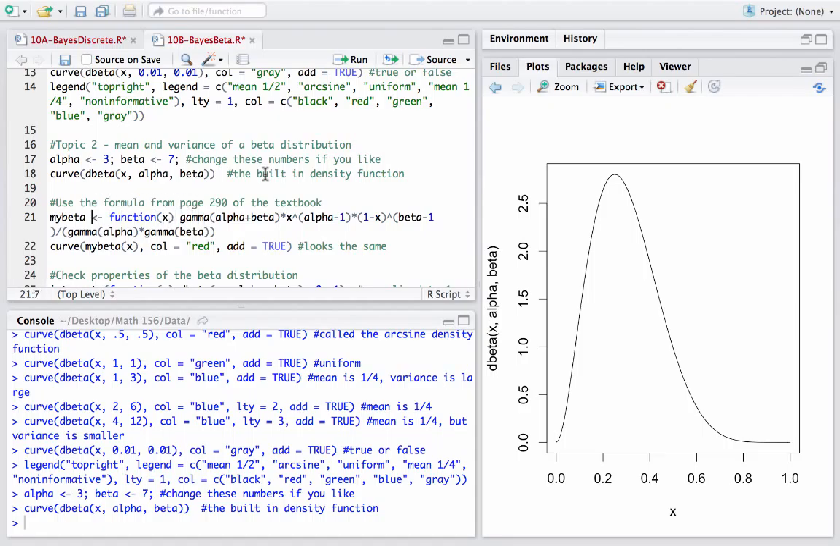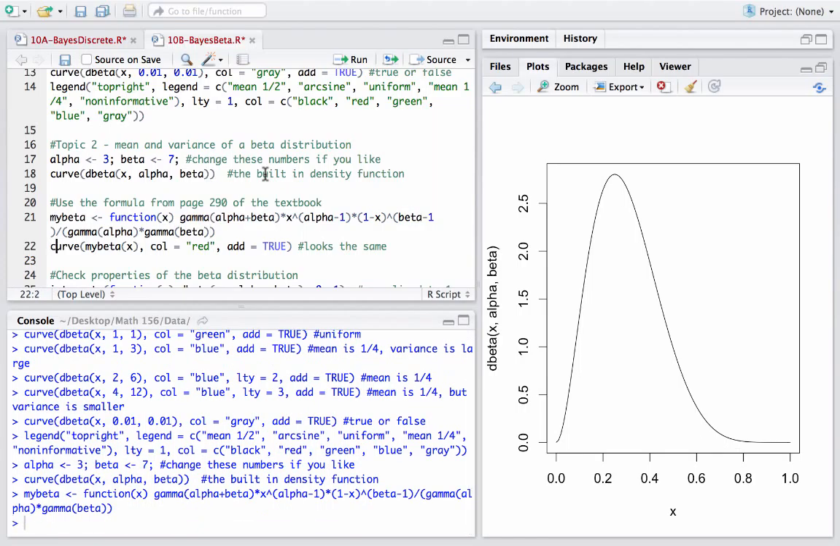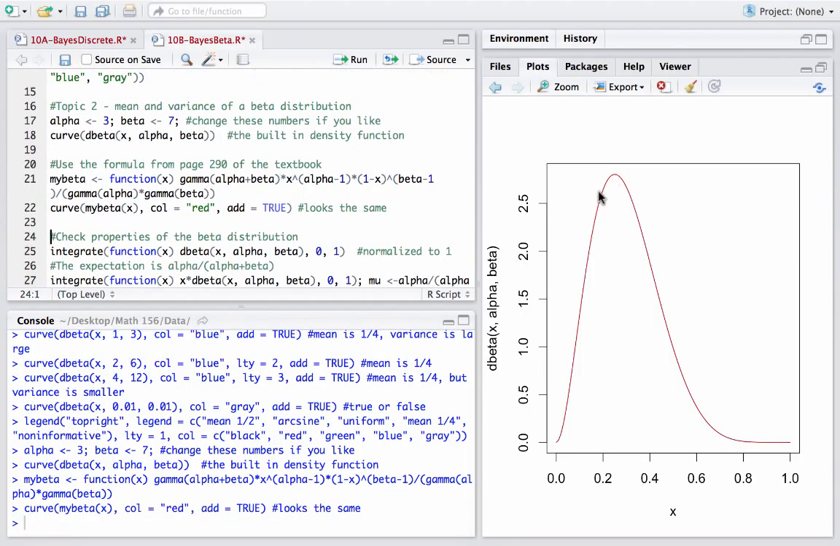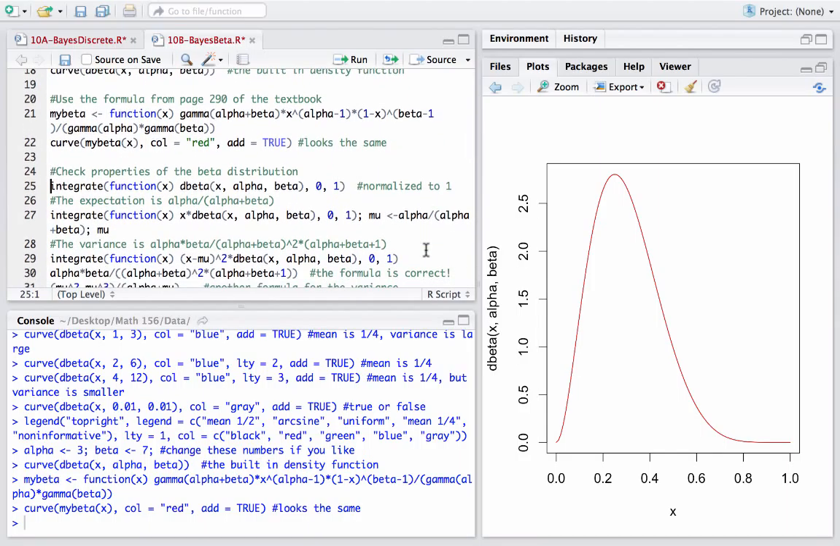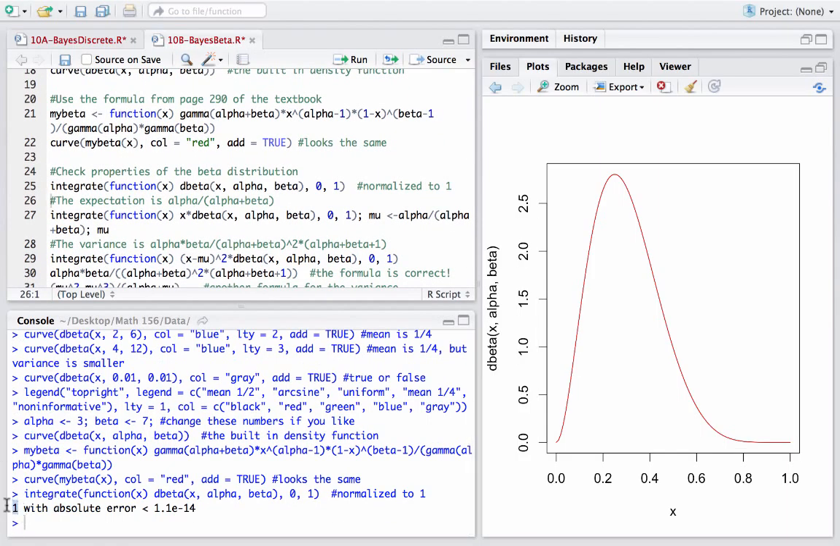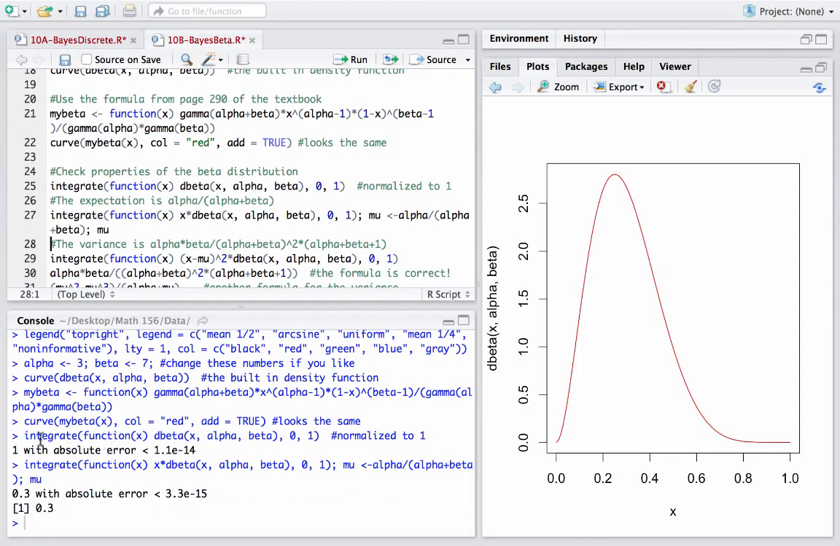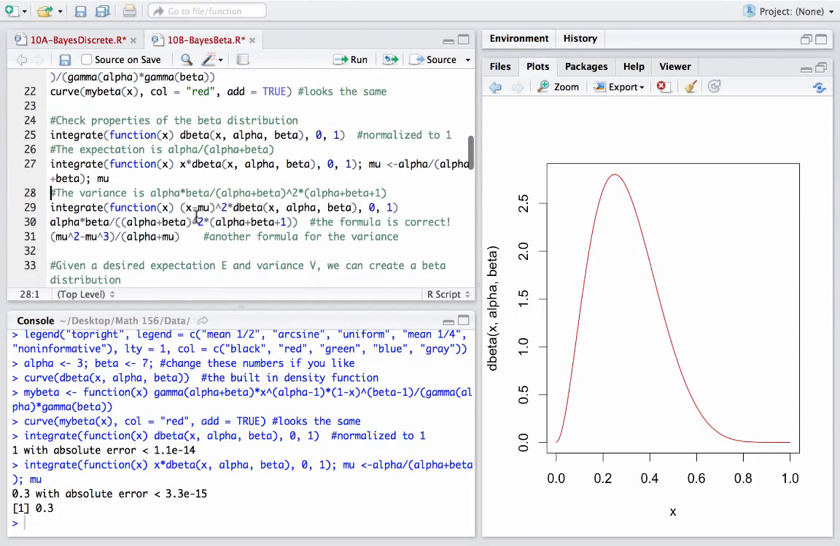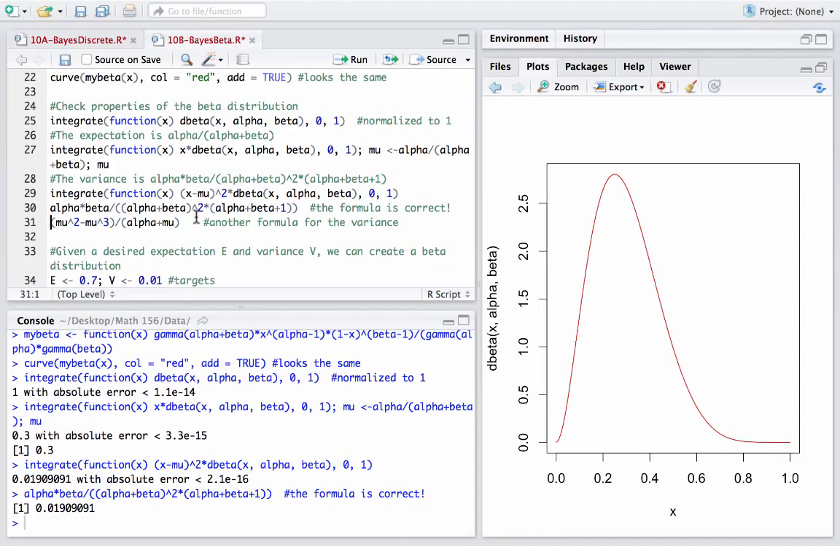So here Paul is defining his own density function, basically just using the gamma function that's built in, creating a function of x that spits back the beta density, and he's going to plot that in red, and sure enough, this is close enough to what R is using for its dbeta. So we're going to integrate it from 0 to 1 to make sure that it has an area of 1, which it does, as all PDFs should. Then we can integrate the density times x to get the expectation of x, and it says that's 0.3, and the definition also gives us 0.3. He does the same thing with the variance, and those agree as well.